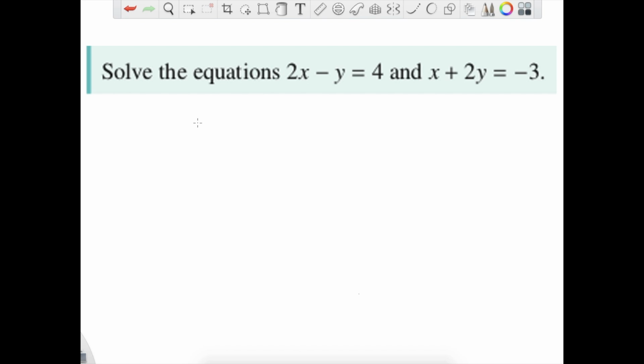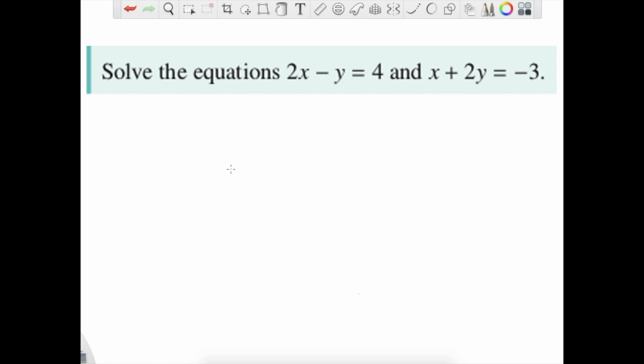However, it's not as difficult. It's not like you have to think of two things at the same time. It kind of rolls out in front of you. So for instance, you might be asked this kind of question. Solve the equations 2x take y equals 4 and x plus 2y equals negative 3.